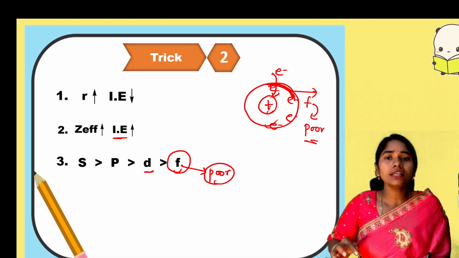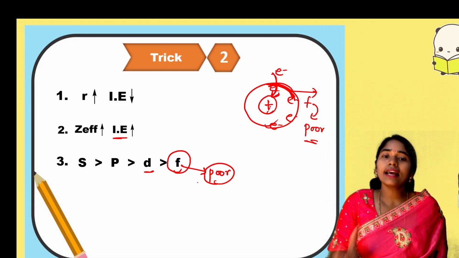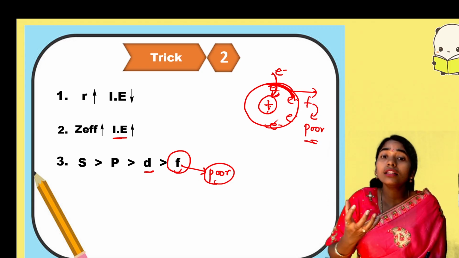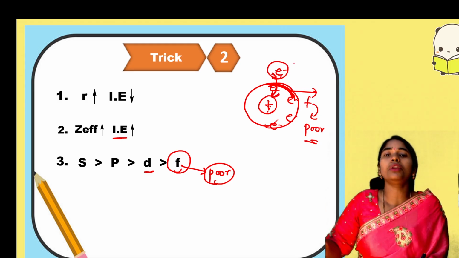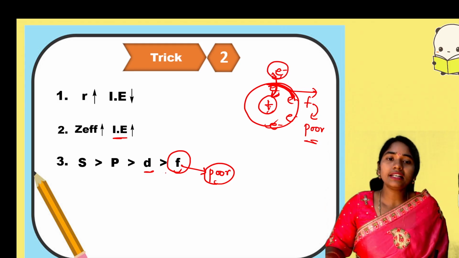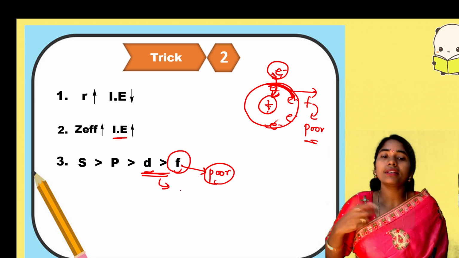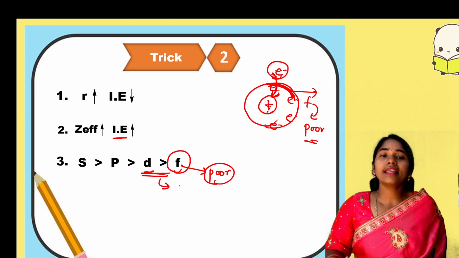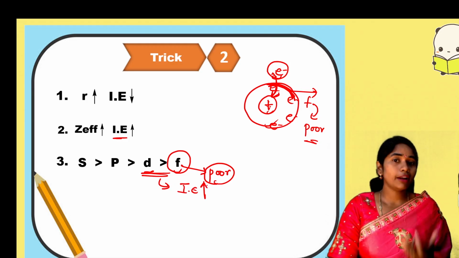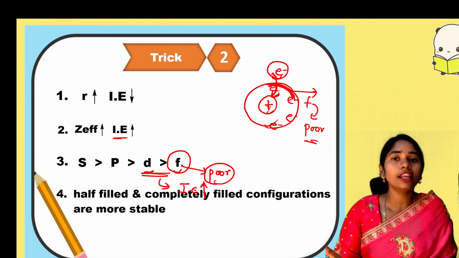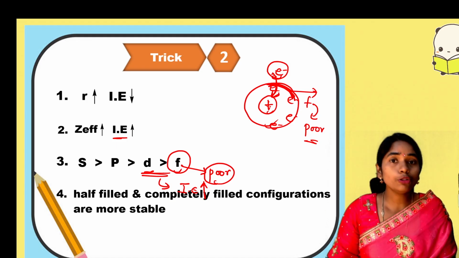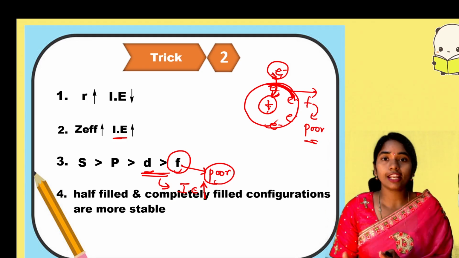Then the nucleus attracts the electrons towards itself, and size decreases. So it is very difficult to remove them. When electrons are present in d and f orbitals, they have high ionization energy. Got it? And one more thing: when there are completely filled and half filled electronic configurations, in those cases also ionization energy is more.